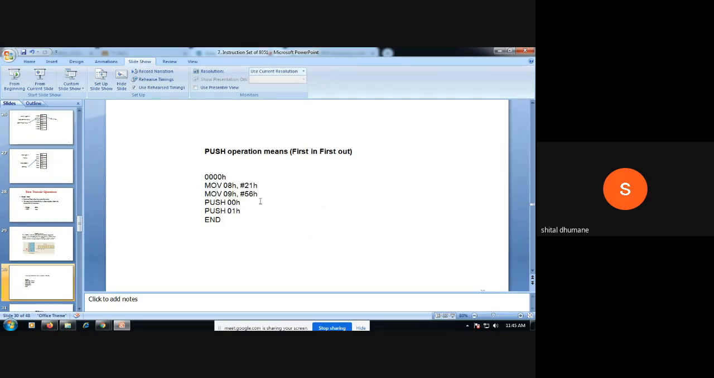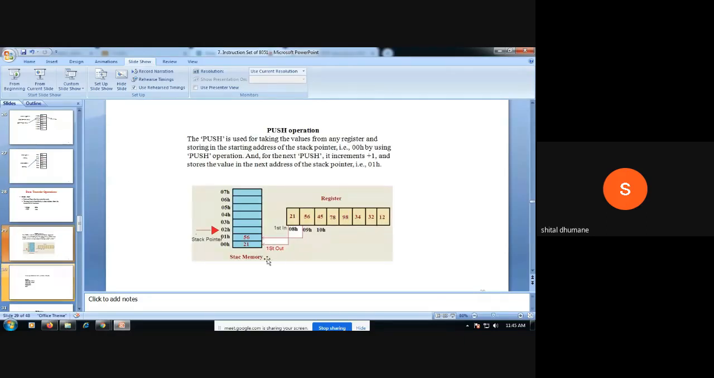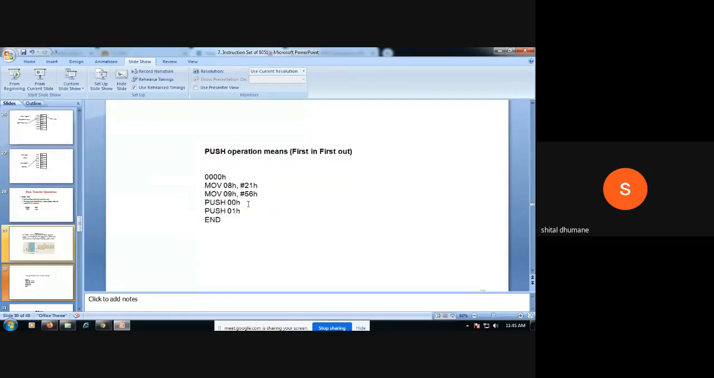I will push first 00H and then 01. So first I will push your 00. That means your 21 will first get pushed to the 00 memory location. Then I will push 01, so your 56 will get moved to the 01H. So in the program you have to write in this way: push the first memory location and then push the second memory location. So this is your push operation, that is first in, first out.